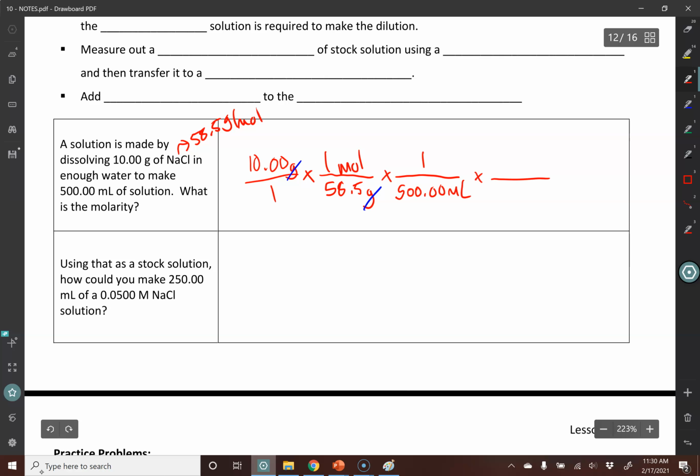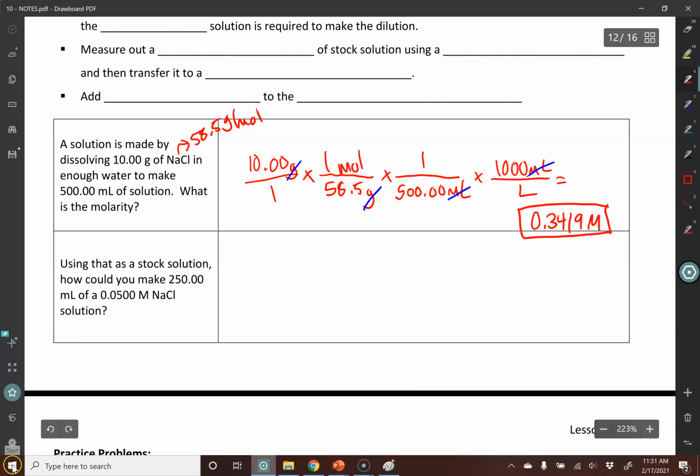I don't want moles per milliliter, I want moles per liter. So I'm going to do just a conversion. 1,000 milliliters equals a liter. I can cancel out milliliters, and I'm left with moles per liter. All right, so go ahead and perform that calculation, and you should be able to record this to 4 significant figures. I'm coming up with about 0.3419 molar.